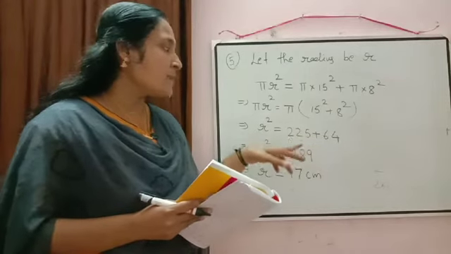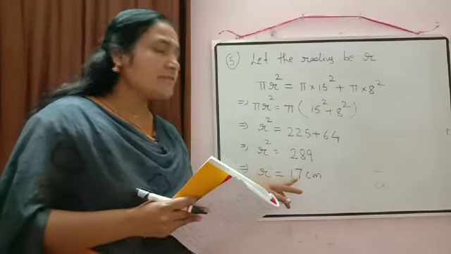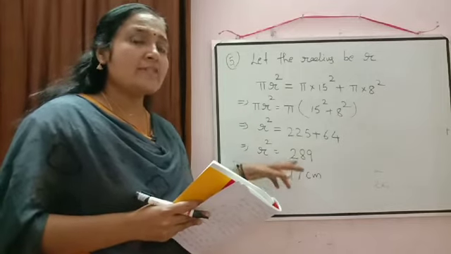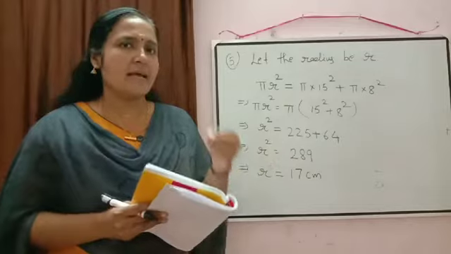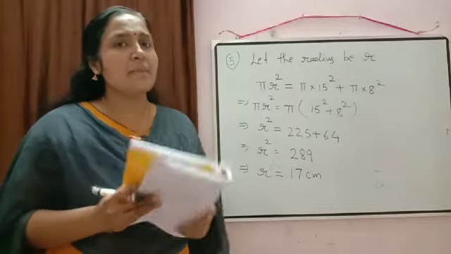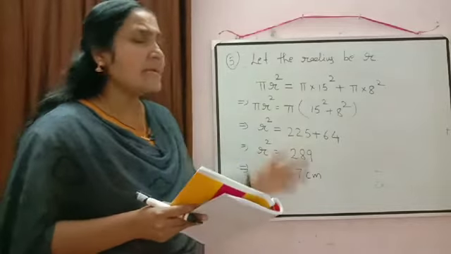After that also, 289 is the square of 17. That we know. That's why we are able to write it directly. So it's my request there: you should at least remember the squares of the numbers till 20.